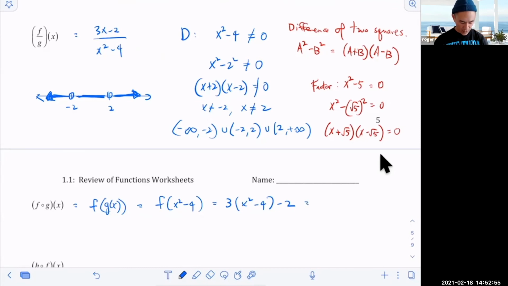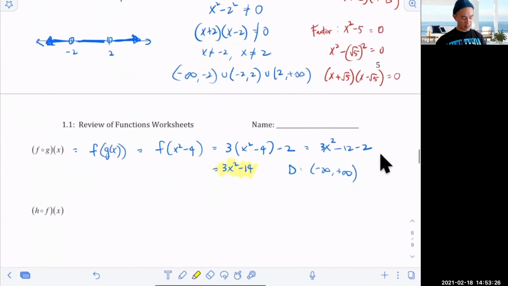So then this becomes 3x squared minus 12 minus 2. And that simplifies down to 3x squared minus 14. And the domain is all real numbers because it's a polynomial. Any questions, my friends?